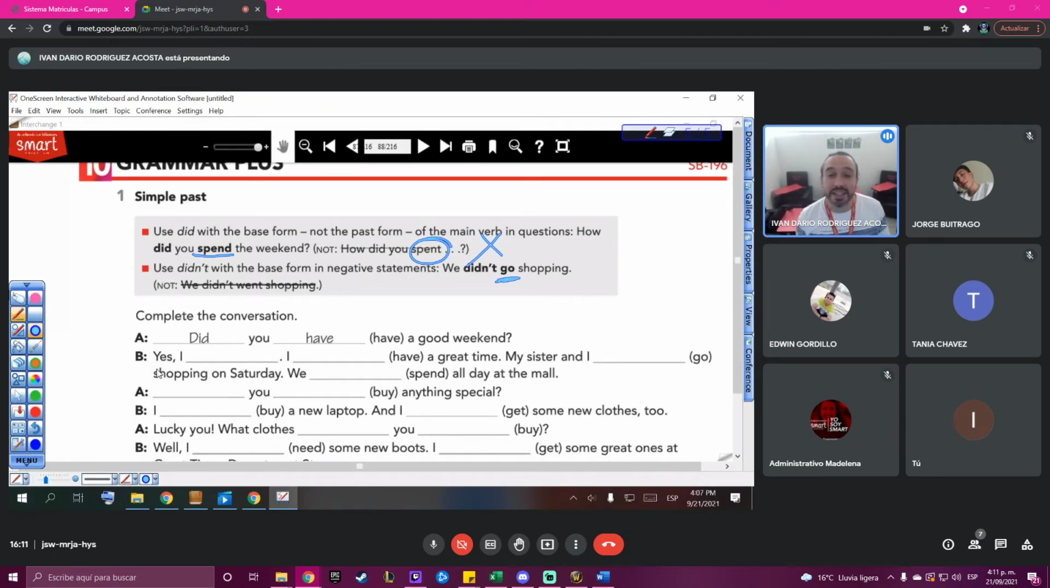Remember also that in the negative, something similar happens. We have the auxiliary didn't, and we have the verb in a base form. So no changes for the verb in the negative form, okay? Questions, Tania, or you guys?